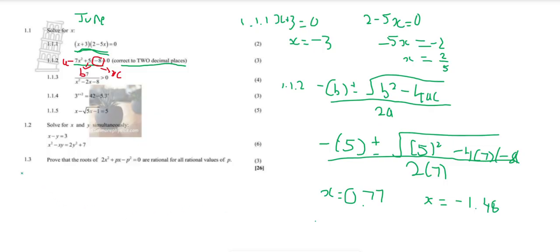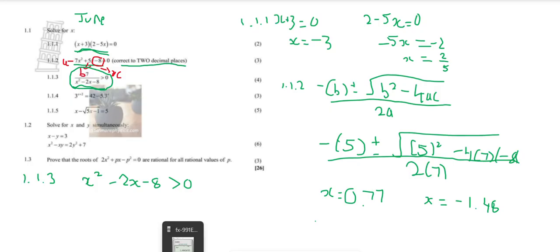Now when we're dealing with 1.1.3, remember when you see something like this, all they're trying to do is confuse you. What you must be worried about is to just focus on everything that is on the bottom. When we do that, we have x squared minus 2x minus 8 must be greater than 0. Now the first thing we need from this is our critical values.